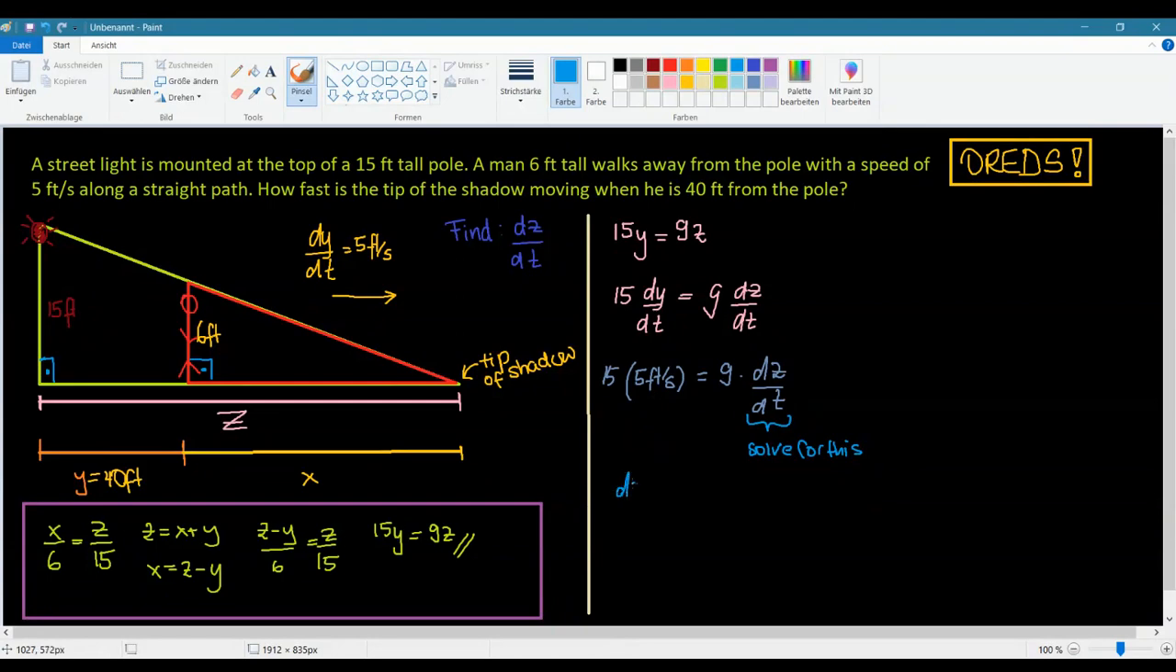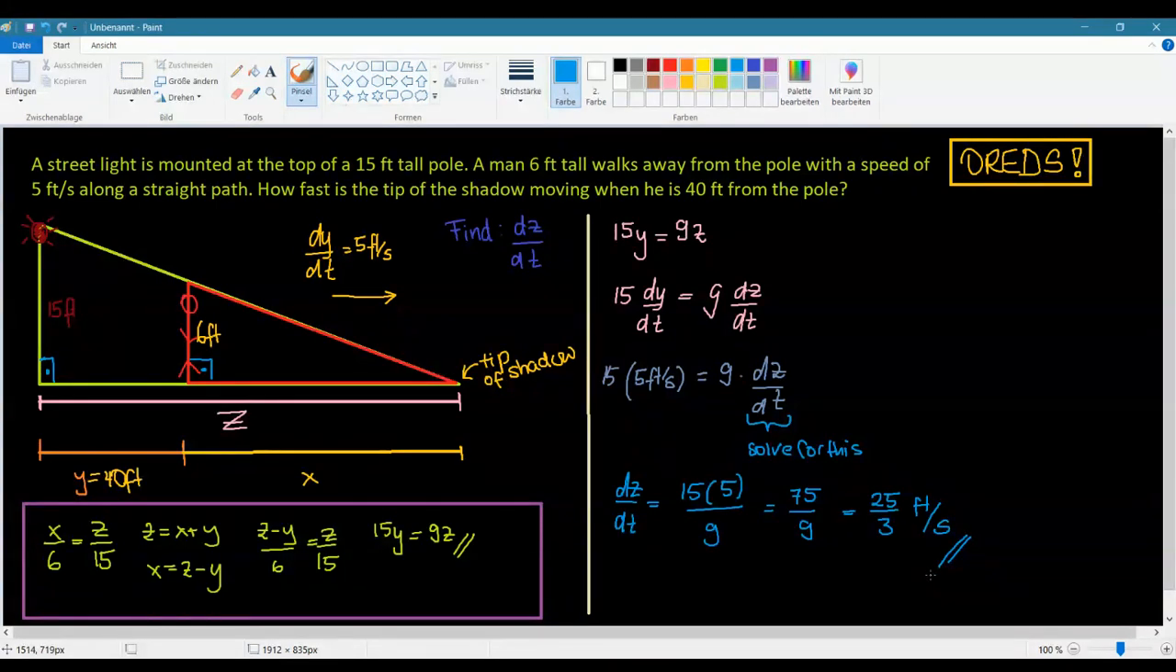We're going to end up with dz by dt equals 15 times 5 over 9, which equals 75 over 9, which if we simplify, we'll simplify to 25 over 3. And let's not forget our units are feet per second. And that is our solution.